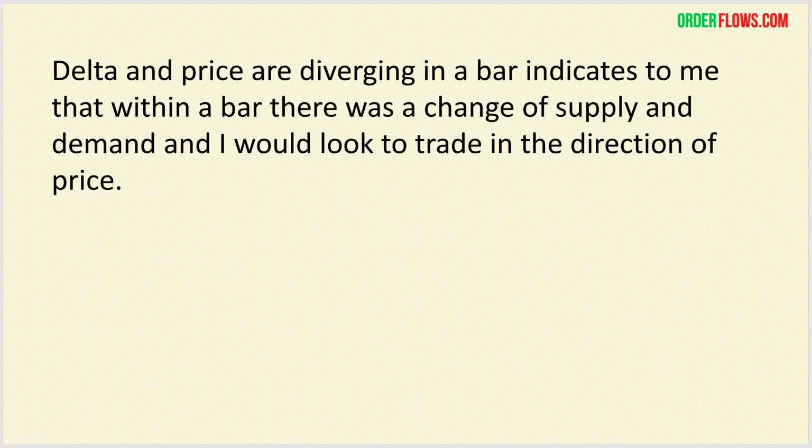So imagine you have a bar that starts out with very strong negative delta, okay, minus 1,000 delta, then finishes the bar at positive 1,000 delta. The bar closes higher than where it opened, and I'd be looking to trade in the direction of price. Price is going higher because aggressive buyers came into the bar late. Early you had aggressive selling, later on you have aggressive buying.